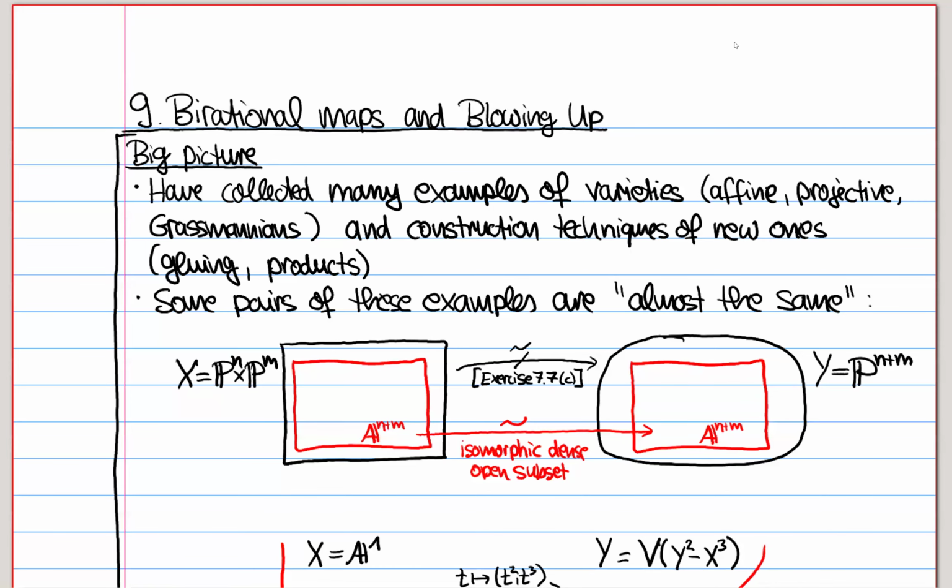In the chapters of the course so far, we have collected many examples of varieties, so affine varieties, projective varieties, and last chapter we discussed these Grassmannians. And we also have nice construction techniques, taking the old varieties that we know and constructing new ones, such as gluings and products and so on.